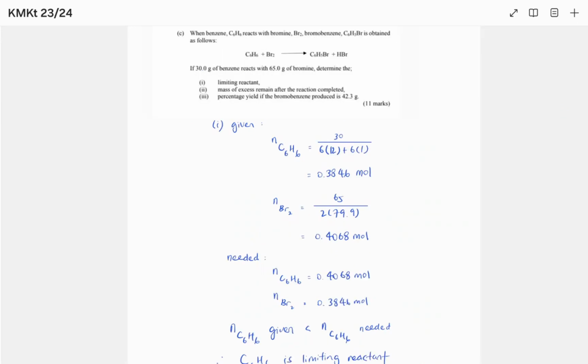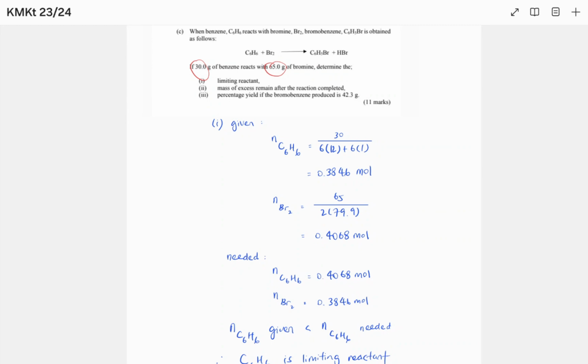So the question is about the reaction between benzene and bromine. In part 1 of part C, the question asks us to determine the limiting reactant. So the limiting reactant means that the mole of reactant given is less than the mole of reactant we need. So first step, we should find the mole given. So for benzene, the mass given is 30 grams, and for the bromine, the mass given is 65 grams.